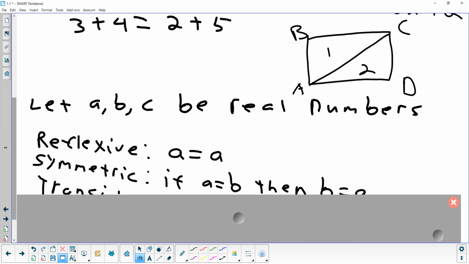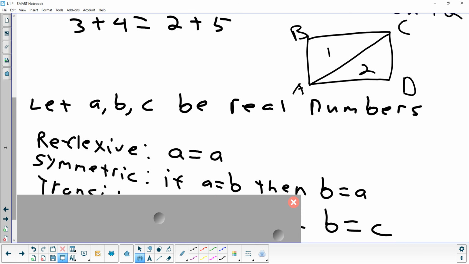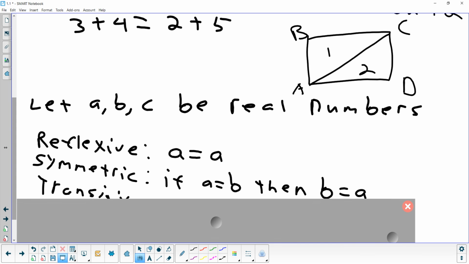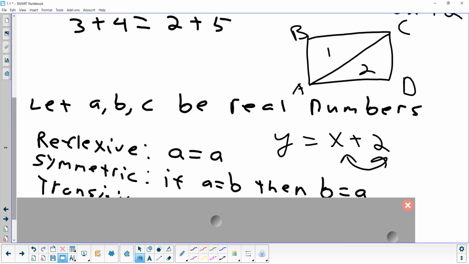The symmetric property says if A equals B, then B equals A. It's like saying if x equals 5, 5 equals x. It's the same thing. What the symmetric property allows you to do is take what's on one side of the equation and switch it completely with what's on the other side. That's not the commutative. The commutative lets you switch two things on the same side. The symmetric property lets you completely take the left side and make it the right, and the right side and make it the left.